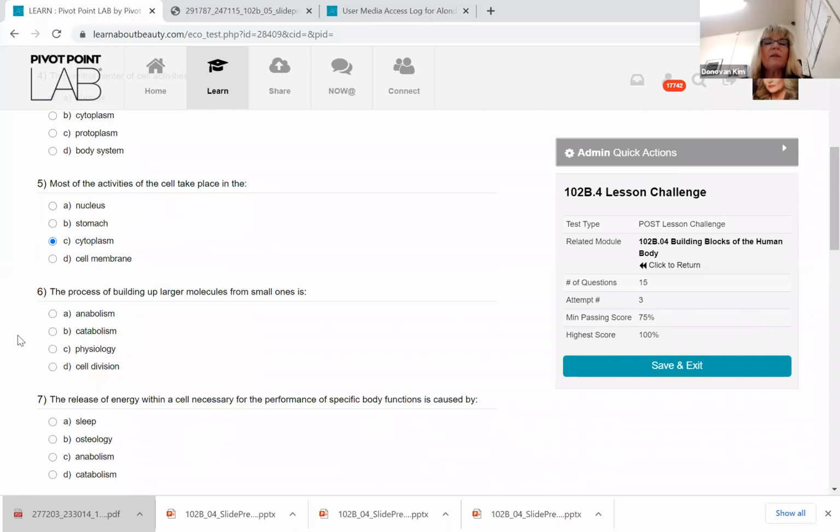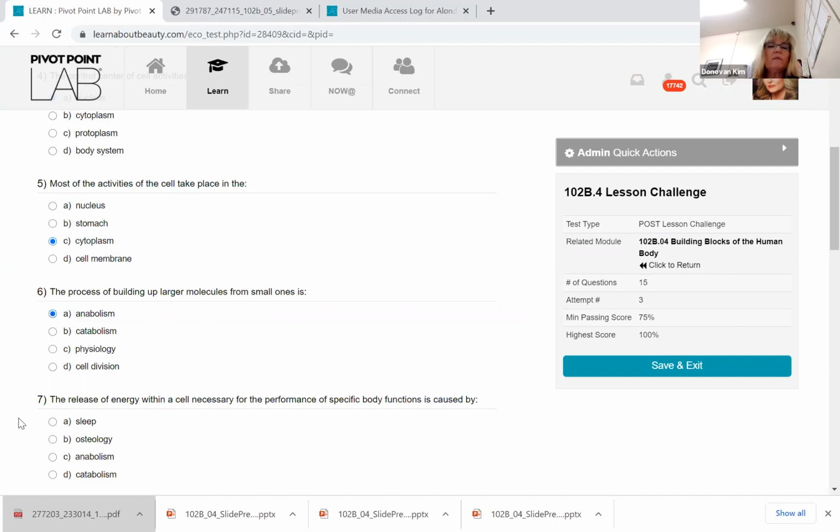The process of building up larger molecules from smaller ones is anabolism, catabolism, physiology, or cell division? The process of building larger molecules from small ones is... Hold on. Don't let me get this. Okay. It is A. Yes.